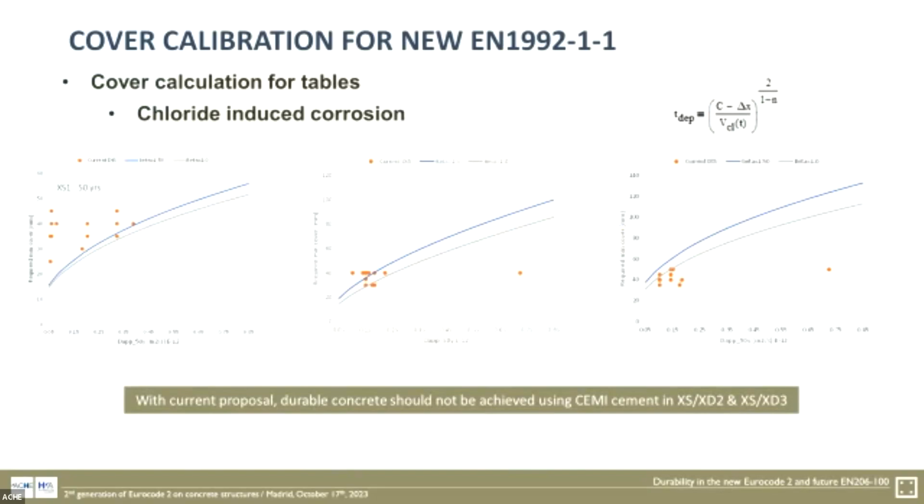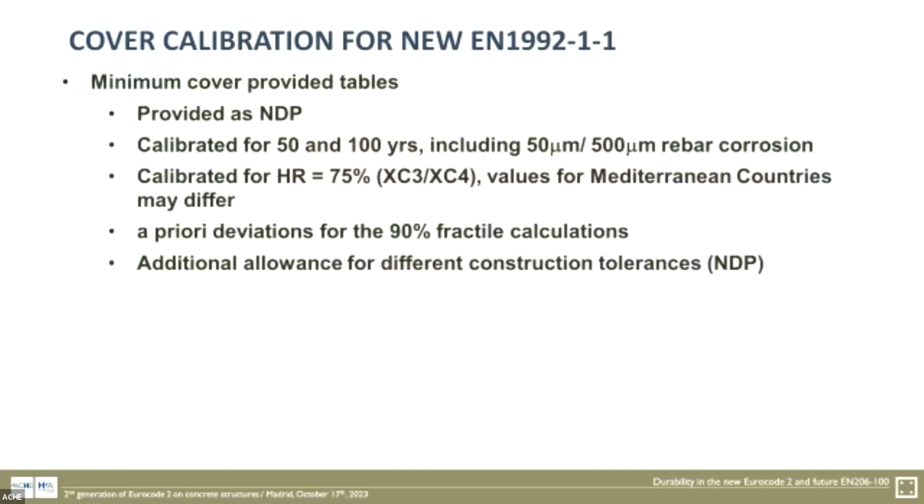with present recommendations, the use of CEM I for those more aggressive chloride ingress environments, I said XS2, XD2, and XS3 and XD3, the probability of failure is high, above what is recommendable. So with the current proposal, durable concretes cannot be achieved using CEM I cement in this type of environment. You have to finish, please.